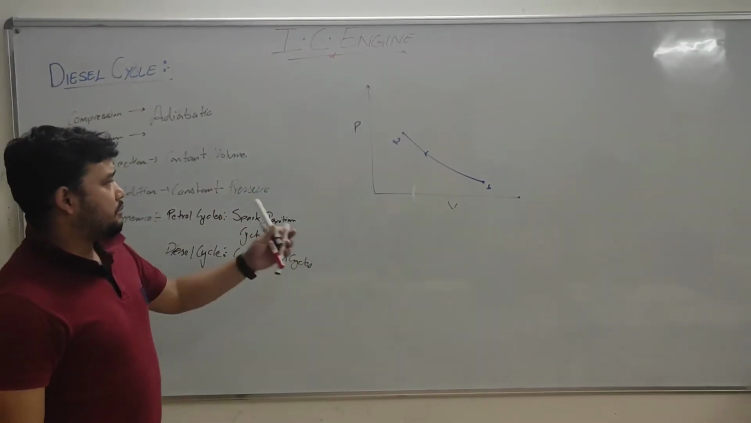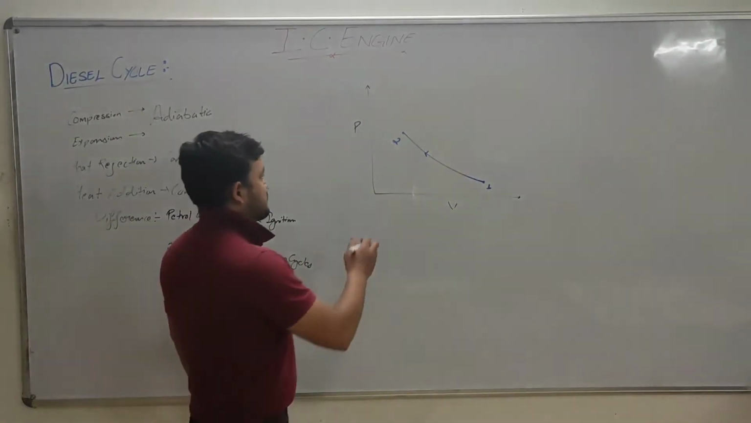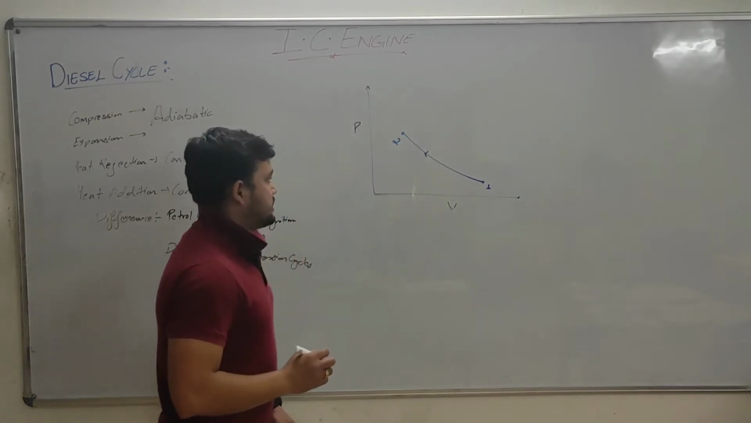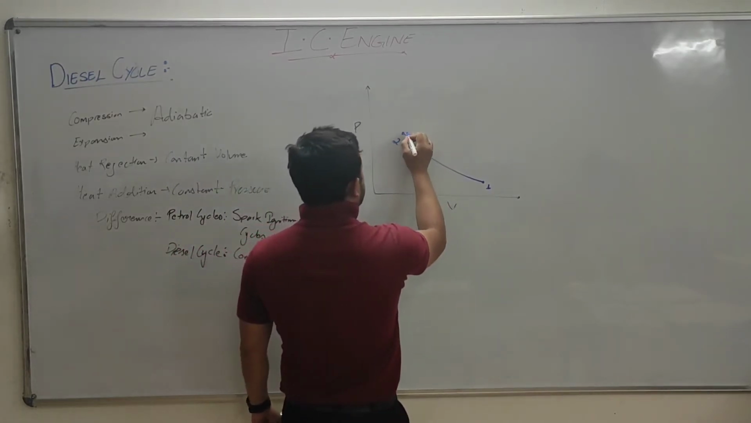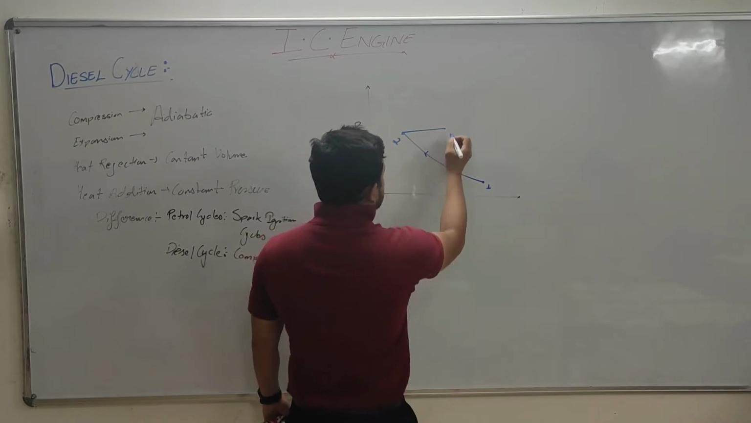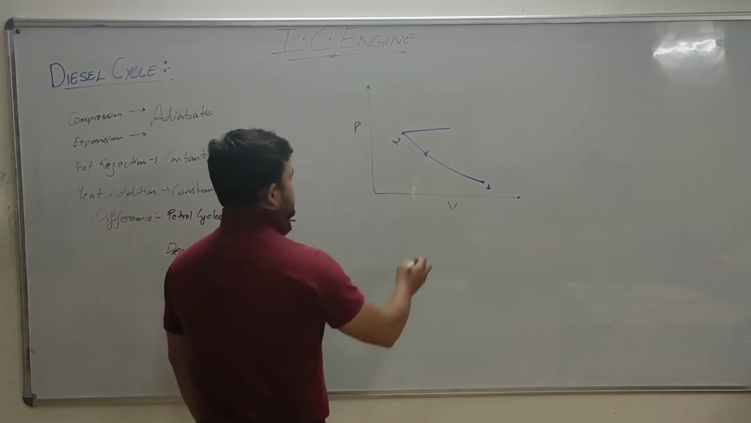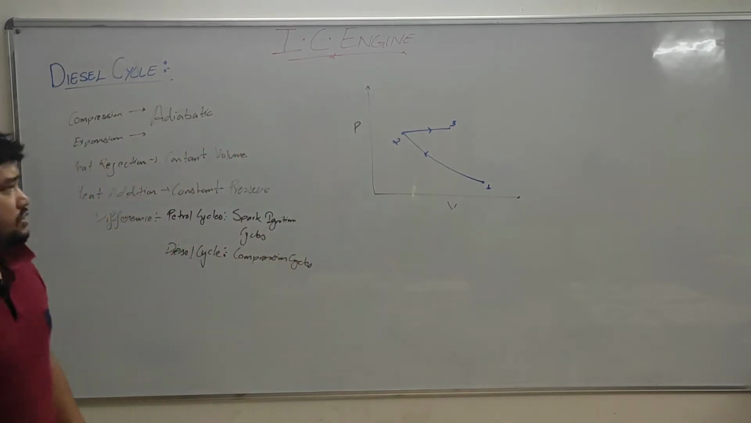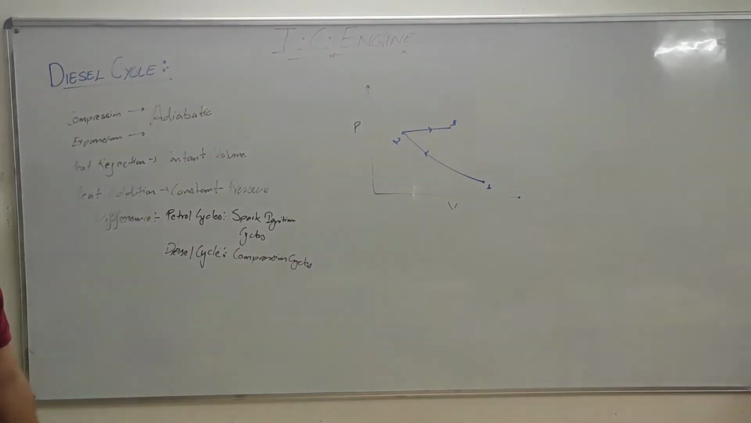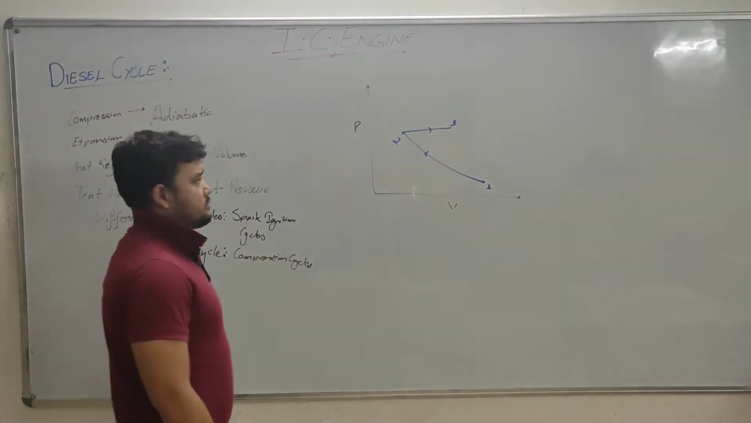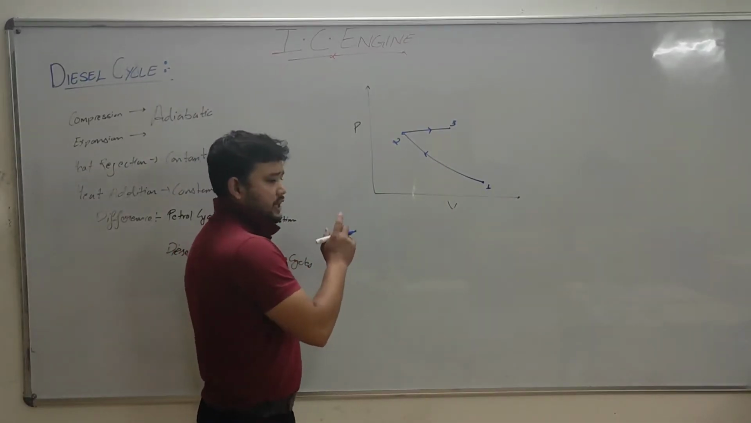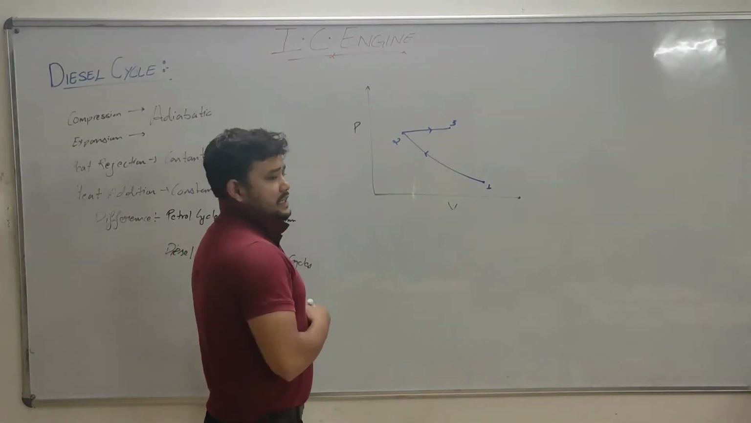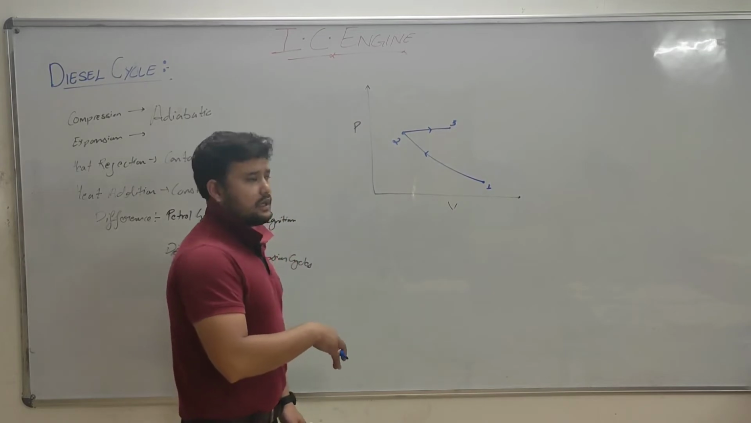After being compressed to the maximum extent, the ignition will take place. In this case, ignition takes place at constant pressure, from 2 to 3. Heat addition takes place at constant pressure. Now from 3 to 4 again, expansion takes place, from which you get the power stroke.